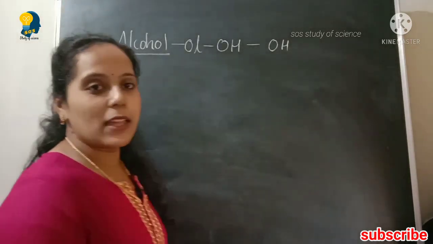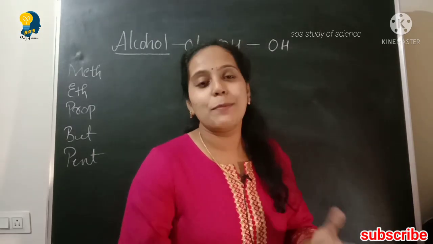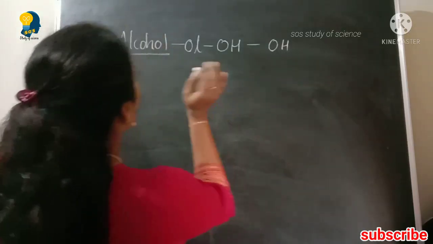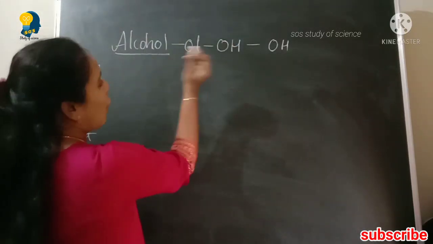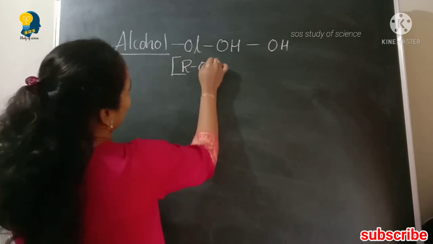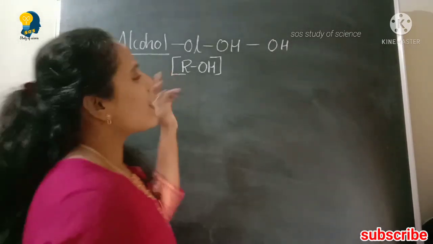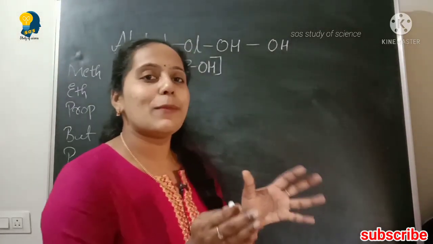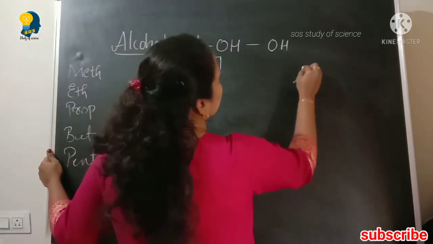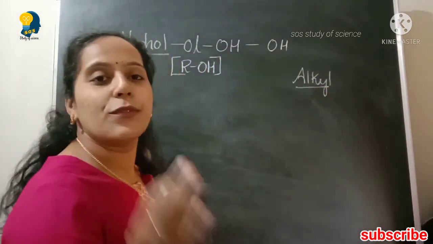Before writing methanol, I would like to give you a very easy method of remembering the alcohol part. Alcohols have a general formula, ROH. What is this ROH? R is alkyl. I think you all know what alkyl is. Alkyl is nothing but removing one hydrogen from an alkane.